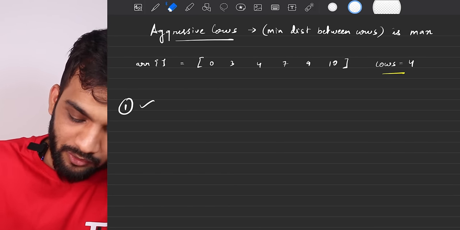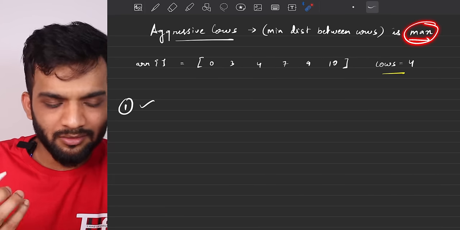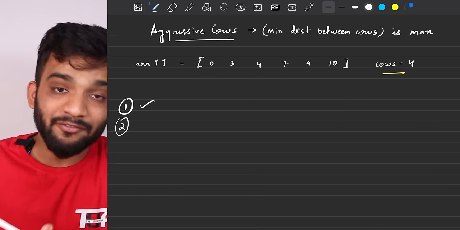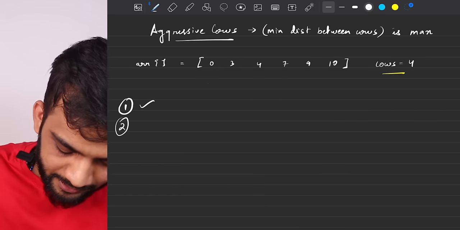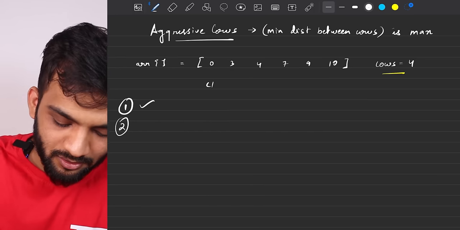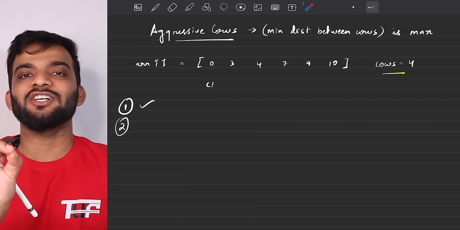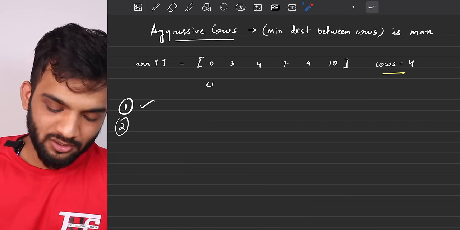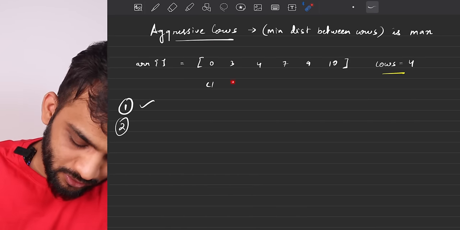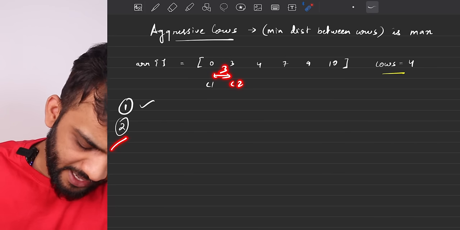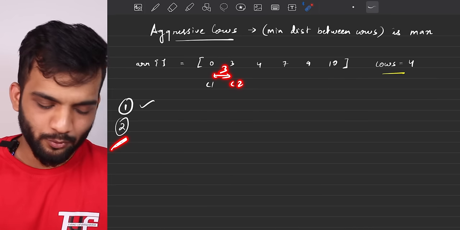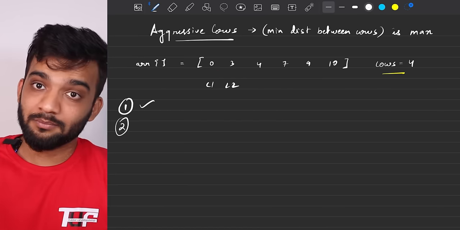But what am I looking for? I'm looking for the max. So let's take 2 and see if it is possible. Can C1 be here? Yes. Again, ideally always at the first place, because I want to place more cows. Can I place C2 here? Yes, because the distance will be 3 and I need to maintain a distance of 2. So I can.